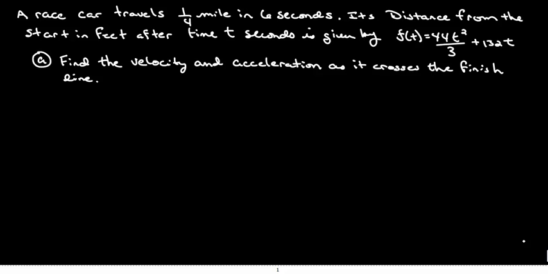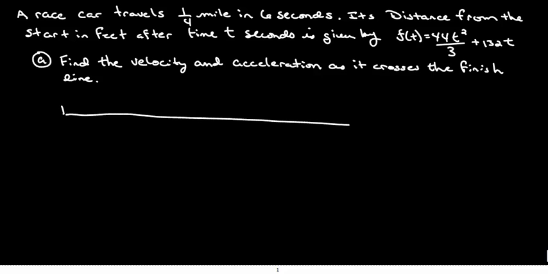For example number 10, when I first read this, I was a little bit confused on the interpretation. So let me give you what I think they're trying to describe here. It says a race car travels 1/4 of a mile in 6 seconds, meaning, I don't know if you've seen those sprint races, but let's say there's like a vehicle.